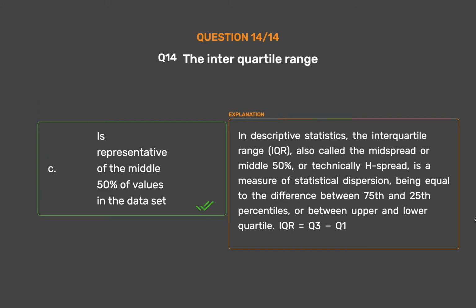In descriptive statistics, the interquartile range, IQR, also called the mid-spread or middle 50%, or technically H-spread, is a measure of statistical dispersion, being equal to the difference between 75th and 25th percentiles, or between upper and lower quartile. IQR equals Q3 minus Q1.